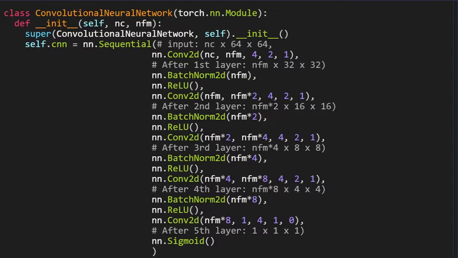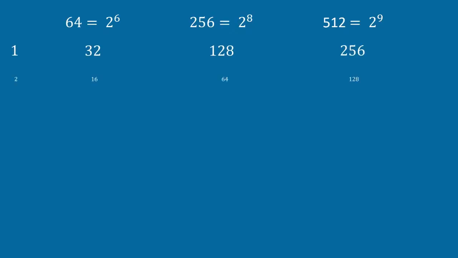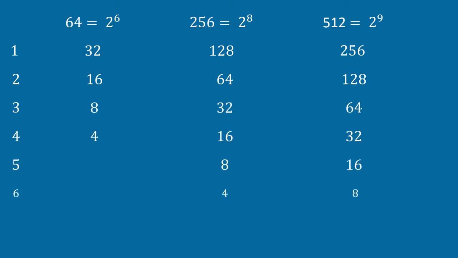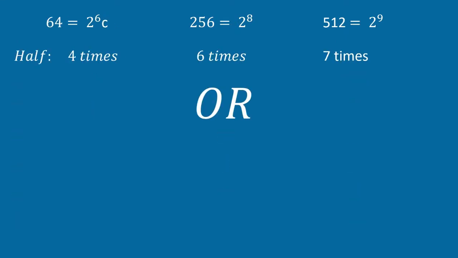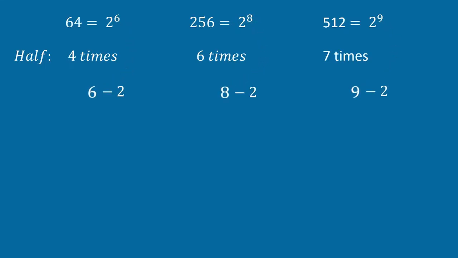Now recall when building the CNN, we would constantly cut the dimensions in half until we reached 4x4 feature maps. So how many times do we have to cut it in half? It's really just the exponent minus 2. So how can we generalize this?